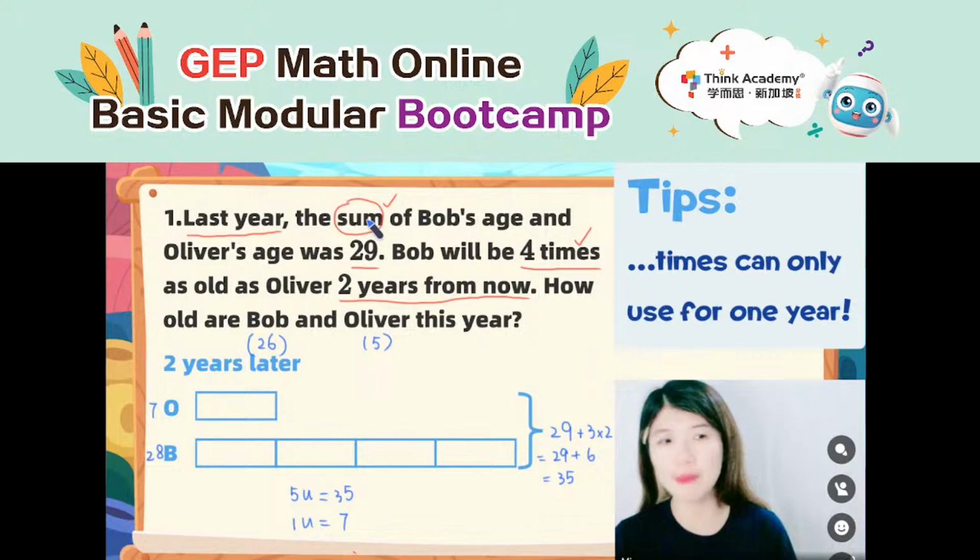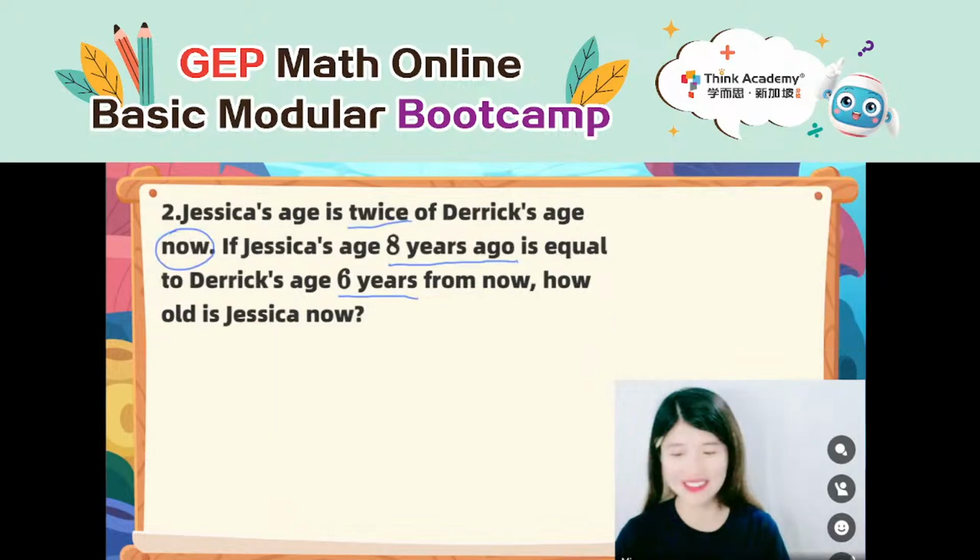Right? So what about question 2? Let's try this one. It says Jessica's age is twice Derek's age now. If Jessica's age 8 years ago is equal to Derek's age 6 years from now, how old is Jessica now? Well then, everything is about now. So any idea?